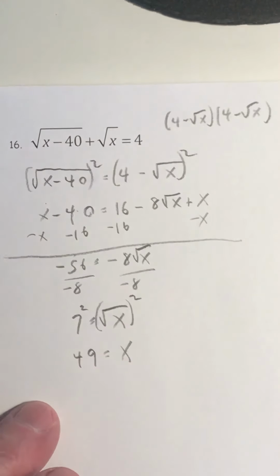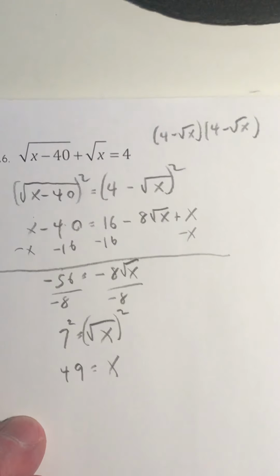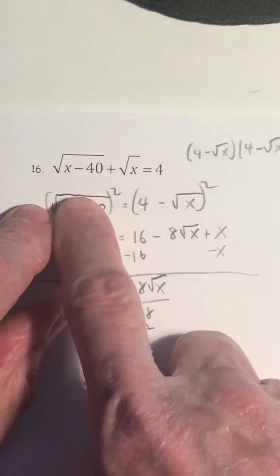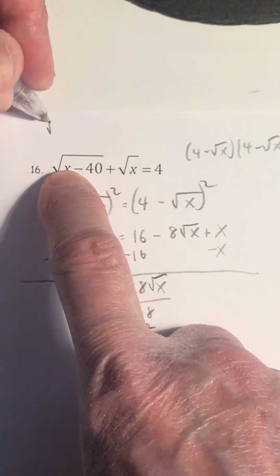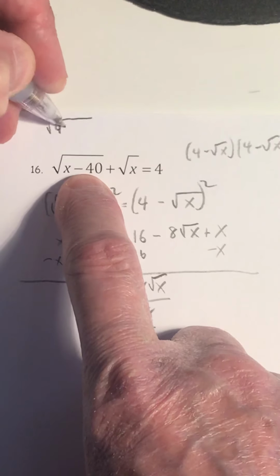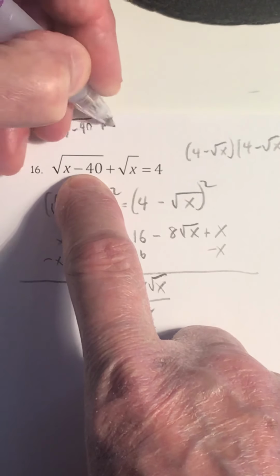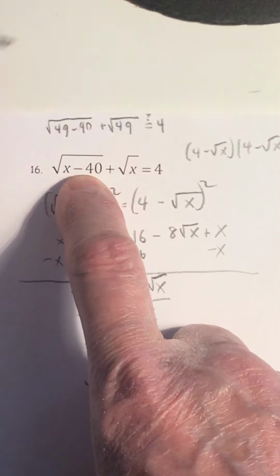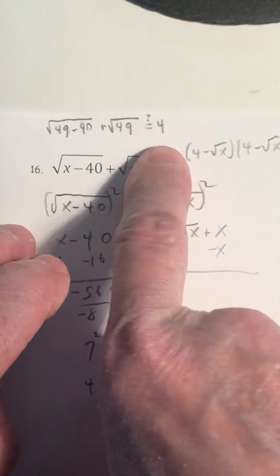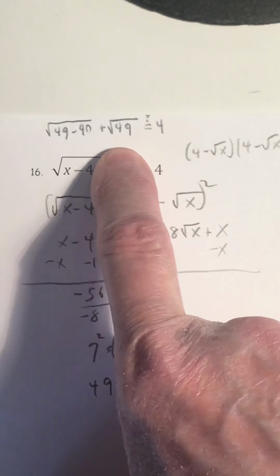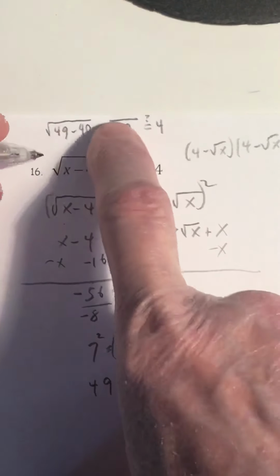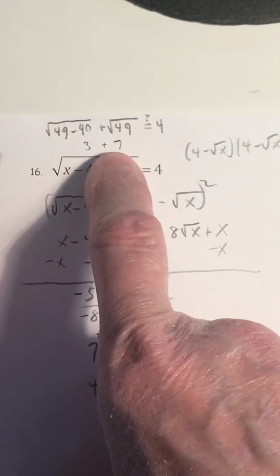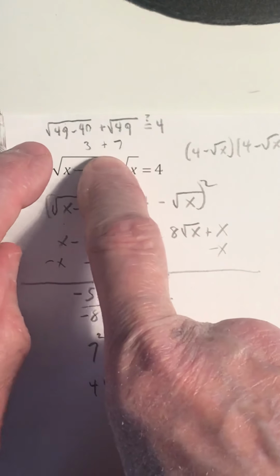That looks good. Except, there's always a catch, isn't there? If we try it, it doesn't work. If we put a 49 in there for x, we'd have the square root of 49 minus 40, plus the square root of 49. Does that equal 4? Maybe you can see immediately there's no way that's adding up to a tiny little number like 4. This is plus 7 right here. Square root of 49 is 7. This is the square root of 9, which is 3. 3 plus 7 does not equal 4. I think that's 10.